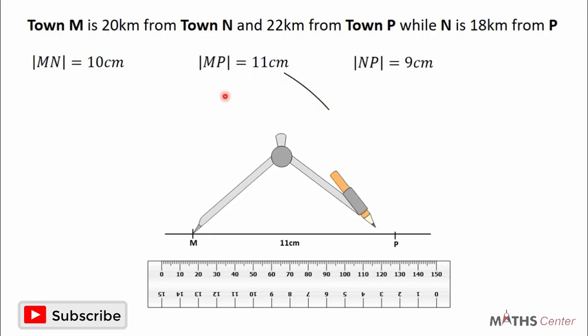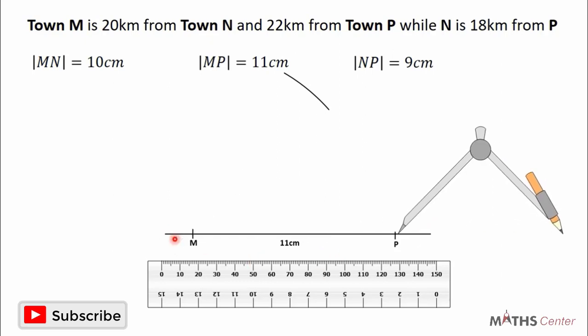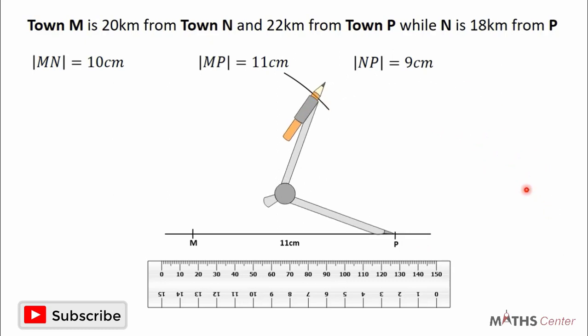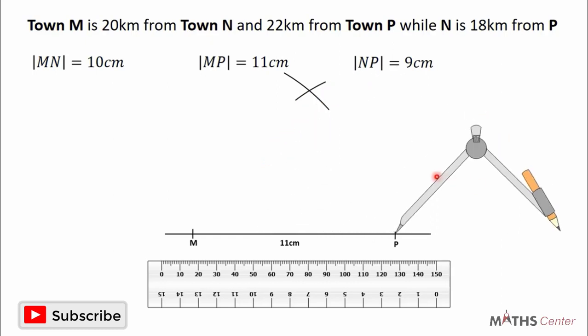The other side given to us is the side NP with length 9 centimeters. So I'll move the needle of the compass to point 0 on the ruler and measure 9 centimeters. I'll stretch the part holding the pencil to 9 centimeters, which will be 90 millimeters on my ruler. After that, I'll move the needle of the compass to point P. We are constructing the side NP, and we have point P here. So I'll put the needle of the compass on point P. Then I'll turn it and construct an arc to intersect the first arc that I constructed.